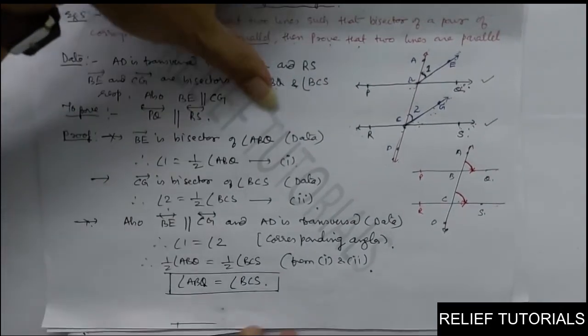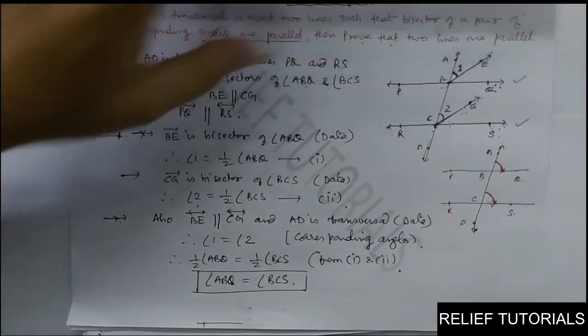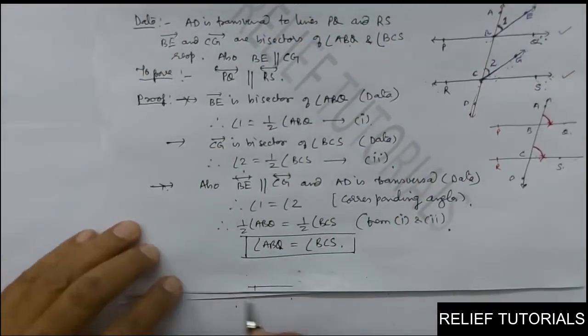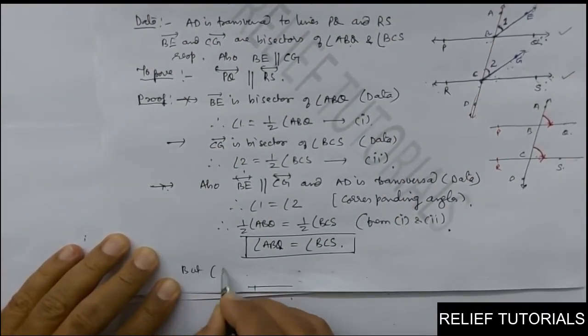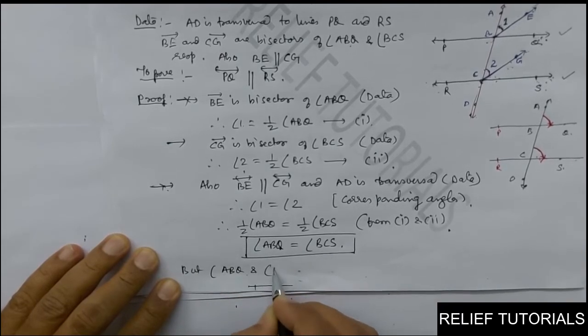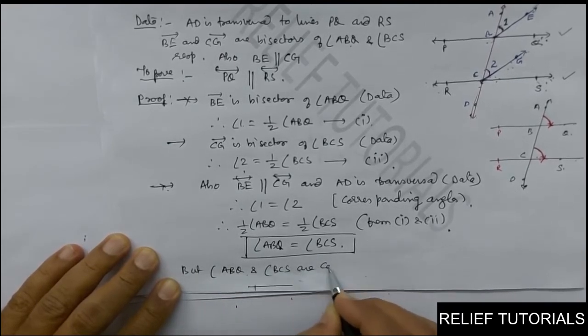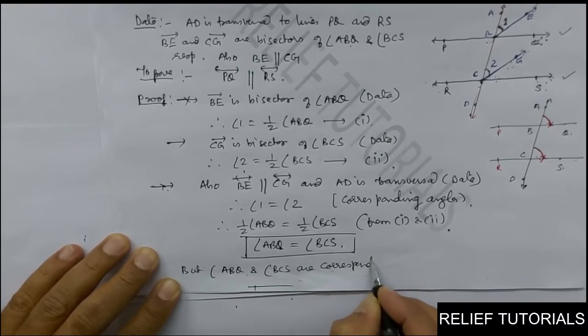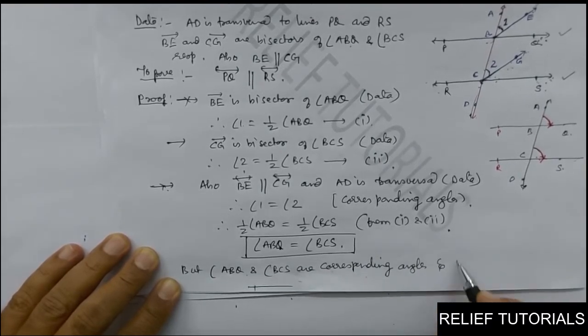So now what we will write here? We will write but angle ABQ and angle BCS are corresponding angles and they are equal.